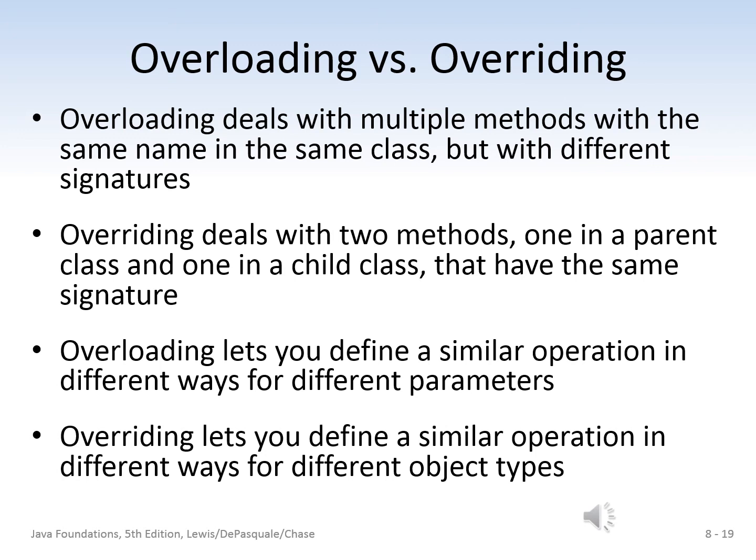So overloading versus overriding. Simple. Multiple overloaded methods exist within the same class, but they have different signatures. Overriding deals with two methods, one in a parent class and one in a child class, that have the same signature. Overloading lets you define a similar operation in different ways for different parameters. Overriding lets you define a similar operation in different ways for different object types. That's really the difference.